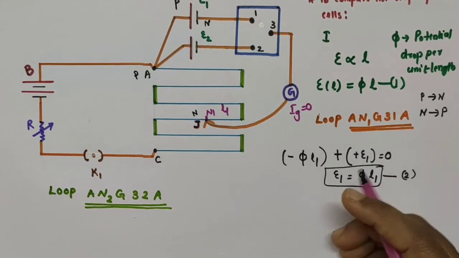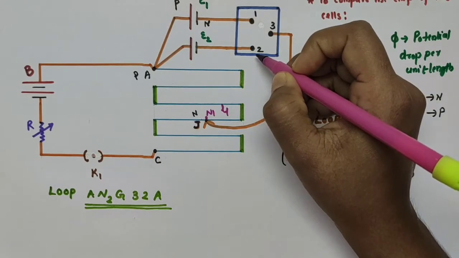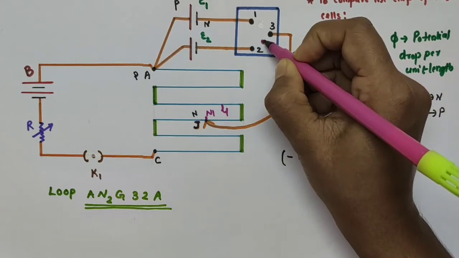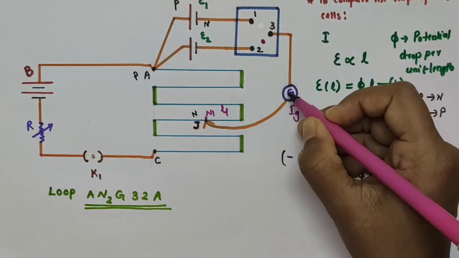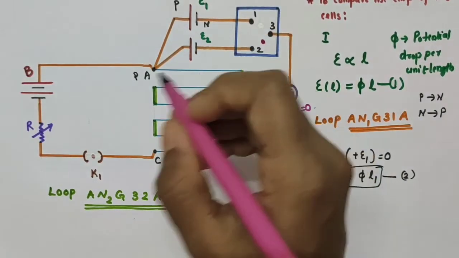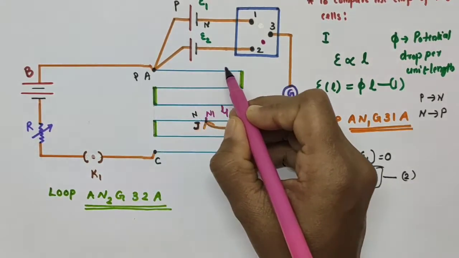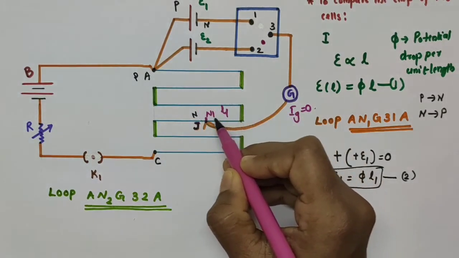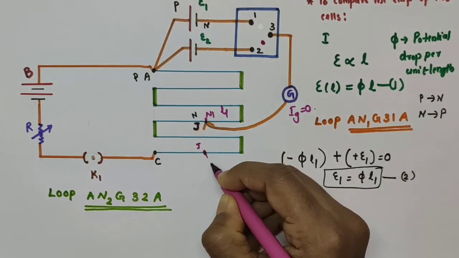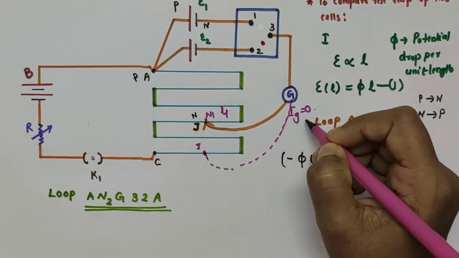Now, next what we want to do is plug in the key in between 3 and 2. We are considering the position of the key here in between 3 and 2. The key is closed here so that this galvanometer is connected to this cell of EMF E2. Then after that again we want to follow the same procedure. We want to move this jockey from this point A along this wire. And you just imagine when this jockey reaches somewhere here, the galvanometer shows 0 deflection.